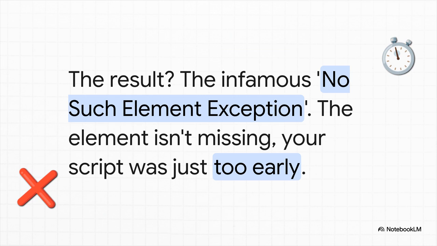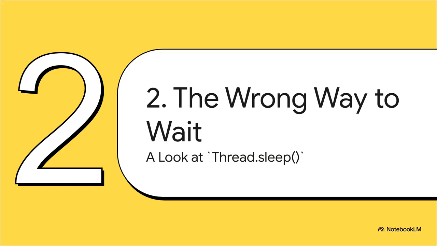But here's the most important thing to understand. That error message is basically lying to you. The element isn't actually missing. Your script was just too early. It showed up to the party before the host even had a chance to open the door. So the obvious fix is to just tell our script to slow down, right? To just wait a bit.